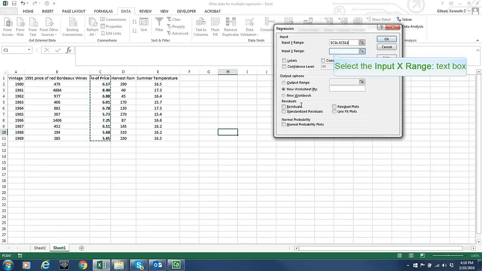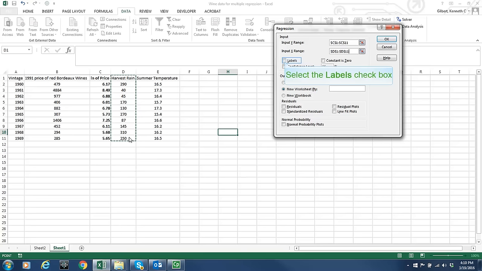The input, or the X range, is harvest rain. By the way, those units, I don't know what they are, probably centimeters of rain or something. And the summer temperature, I assume, is in Celsius or whatever. This was all the data that I could find, and it wasn't very well explained.